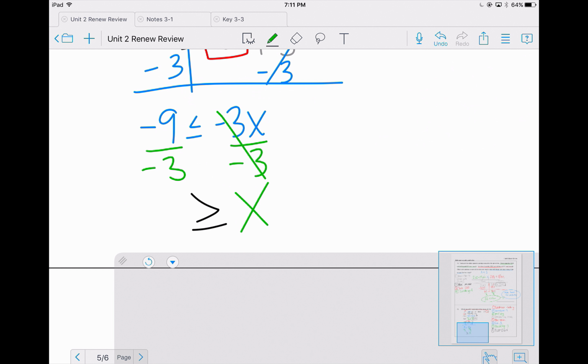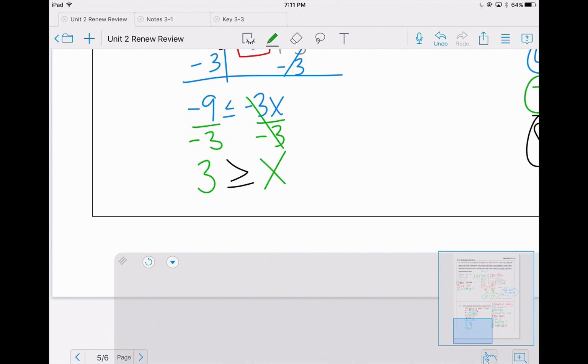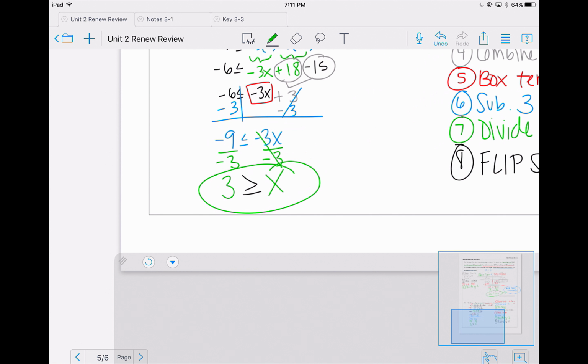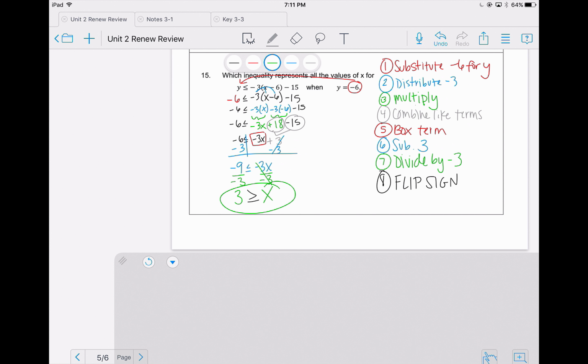My number is -9 divided by -3, which is 3, and it stays on the left side. So 3 is greater than or equal to x. And again, this one we don't have to graph, so we don't have to switch it. If you want to, just for the practice, that's fine. You would get x is less than or equal to 3.